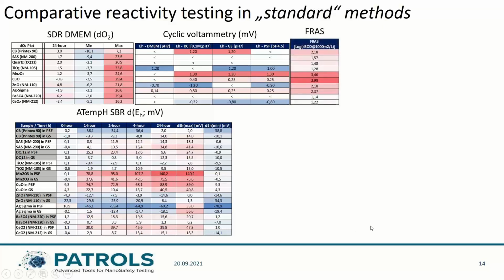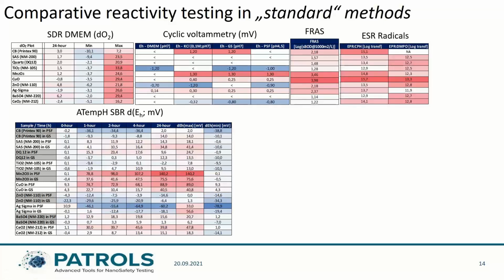Cerium oxide also comes out as relatively reactive, in particular in fecal lysosomal fluids. If we now compare with the FRAS assay, we see that the Printex 90 and manganese and copper oxides are significantly reactive, as well as the zinc oxide NM110 and the silver Sigma. The other materials are more moderate in their reactivity.